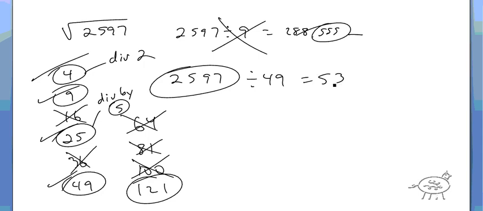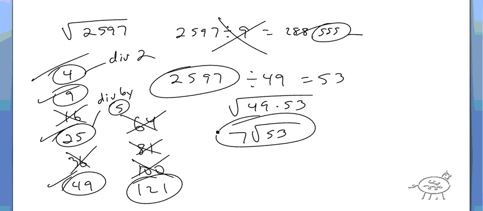53. Beautiful. So 49 times 53. What's the square root of 49? 7. What do I have left over? 53. That's your answer. Okay? So you're always looking for perfect squares that go into it, and then you'll break it up after that.